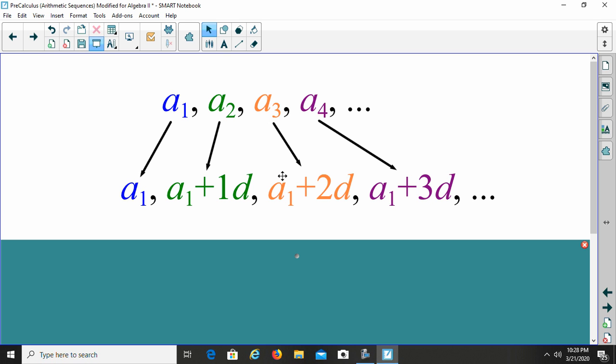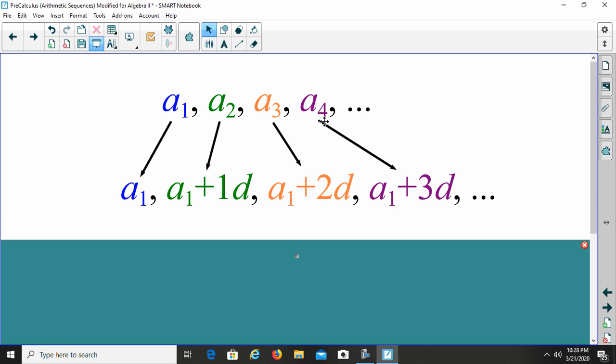A sub 3 would be a sub 1 plus 2d's. Because if I take a sub 1 as my starting point, the first time I add d, it takes me to a sub 2, and when I add d a second time, it takes me to a sub 3. And if I'm at a sub 3, and I add another d onto that, now I'd have a sub 1 plus 3d. Well, that would be the 4th term of the sequence.